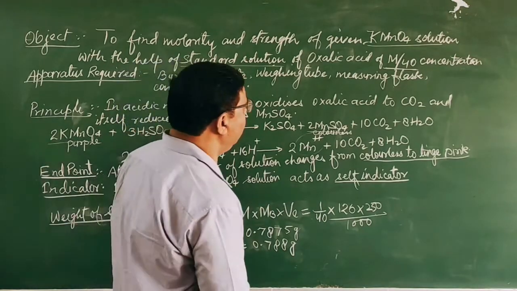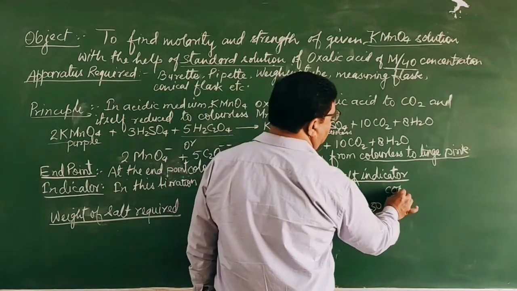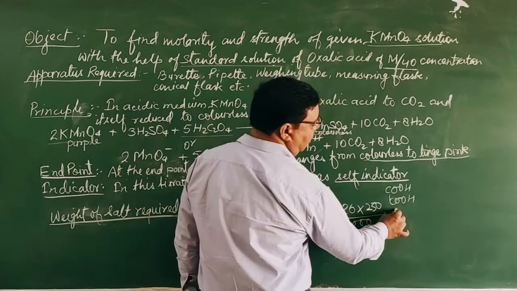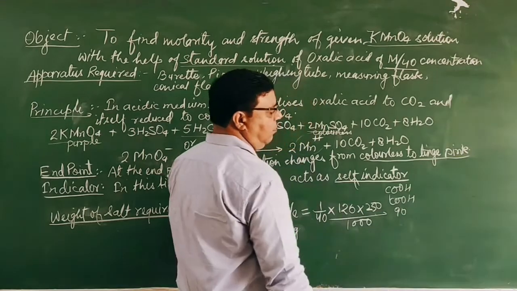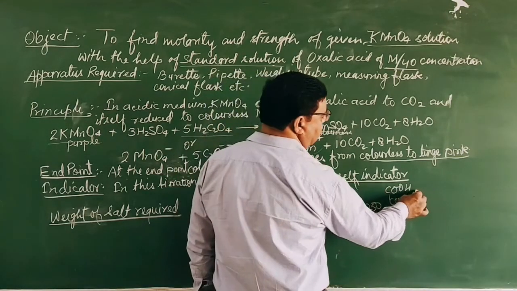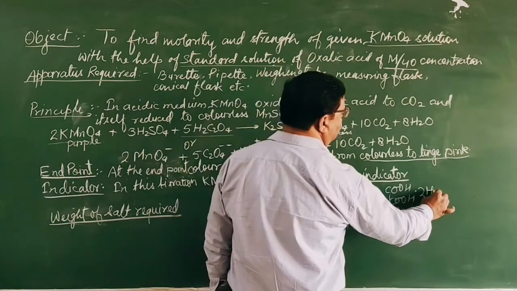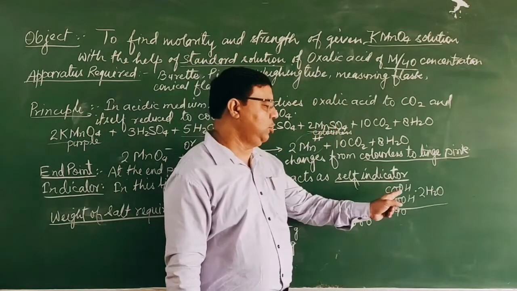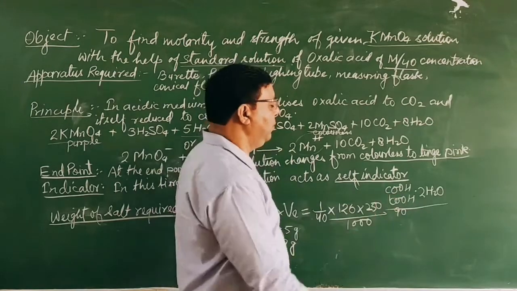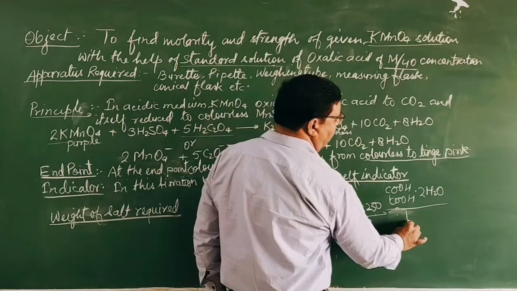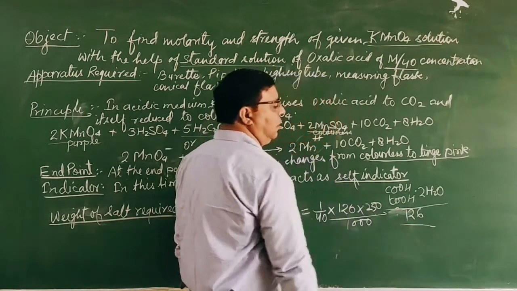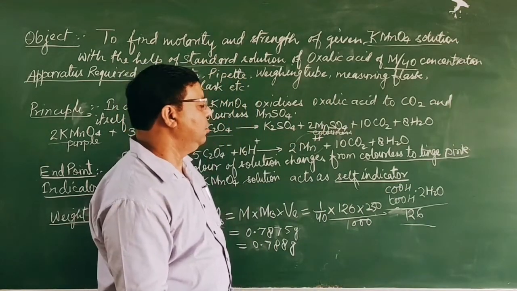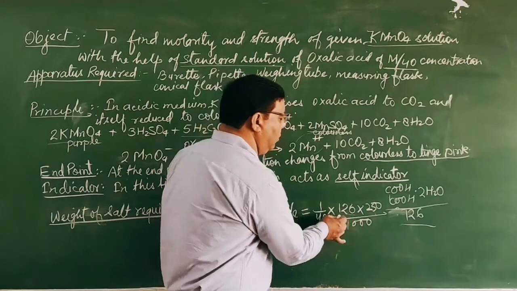Here one thing you should know. The formula of oxalic acid is (COOH)2. According to this formula, its molecular weight is only 90. But oxalic acid always exists in crystalline form. So that is why it is always used as (COOH)2·2H2O. In crystalline form, its molecular weight is 126. So in all titrations where oxalic acid is used, the molecular weight of oxalic acid should be taken as 126 gram per mole.